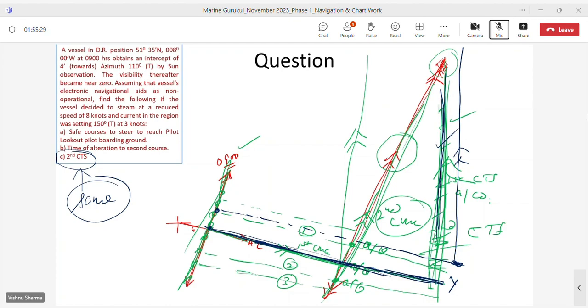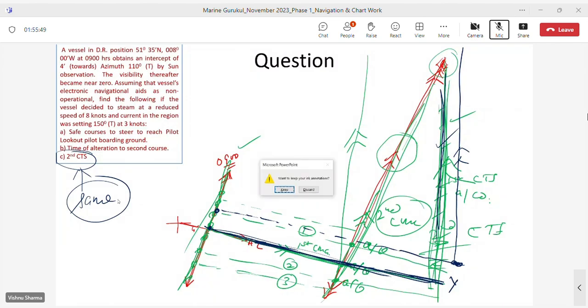Understood? Yes, sir. Understood. Depending on the obstruction or the danger, the first CTS can change. Alteration time can change between two plots. But the second CTS is not going to change under any circumstances. Is that clear? Clear, sir. Okay. Clear, sir.